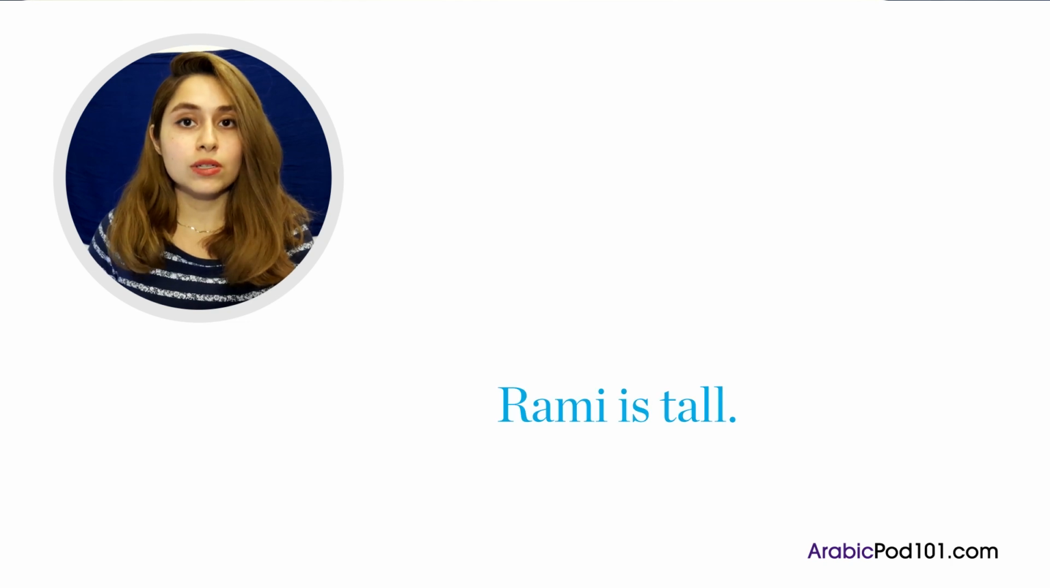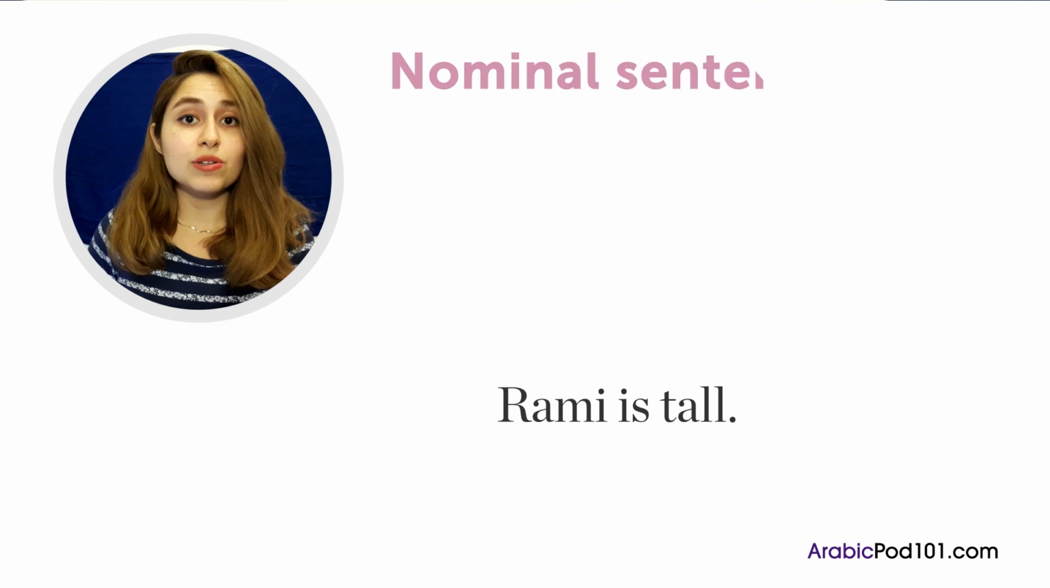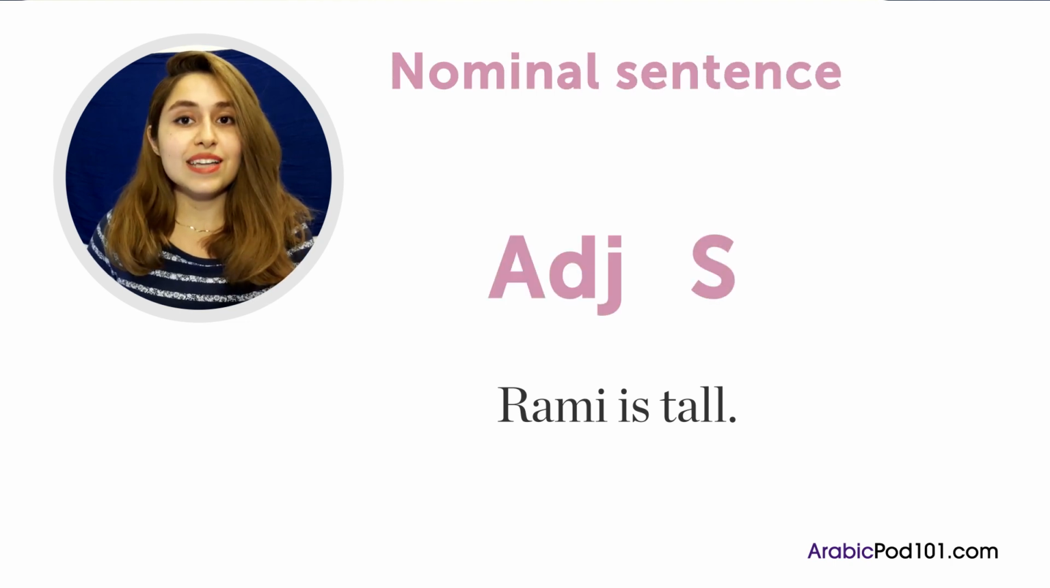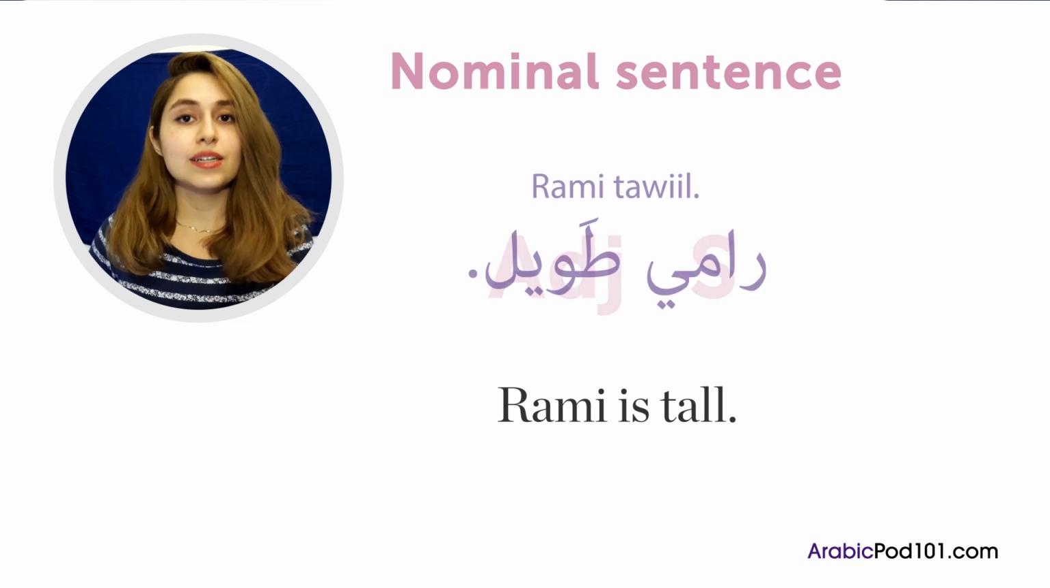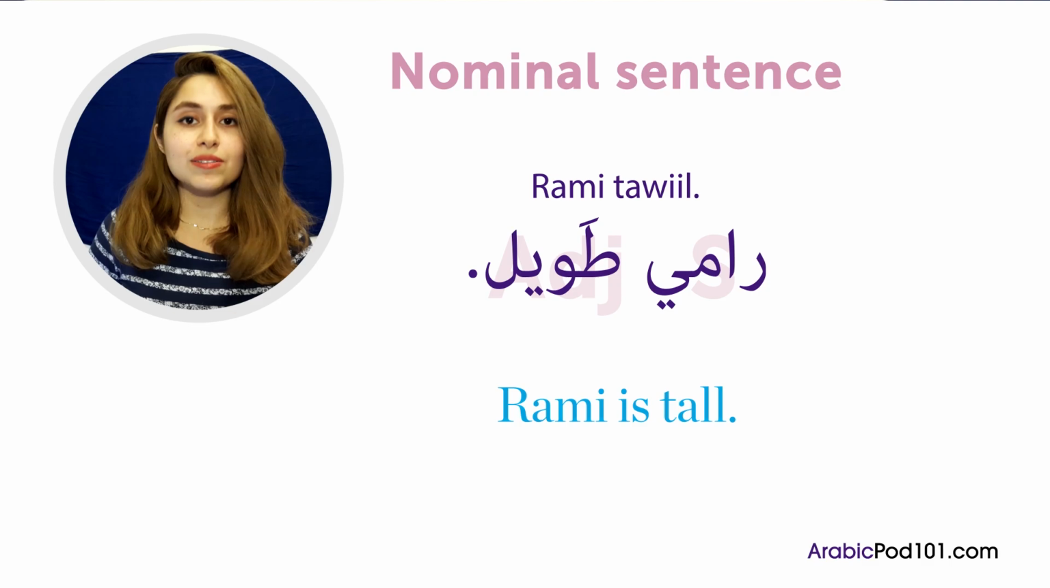Observe the following sentence. Rami is tall. Because there is no verb to be in Arabic, this is going to be a nominal sentence consisting of only a subject and an adjective. This is how the sentence is going to look like. Rami طويل. Rami is tall.